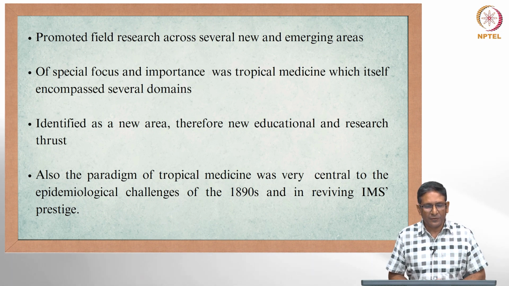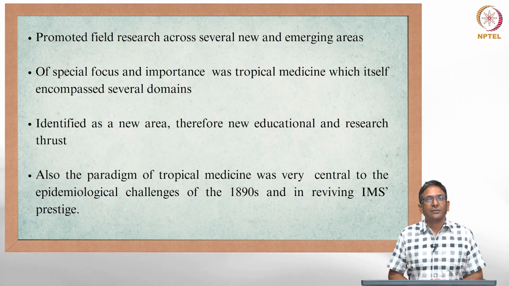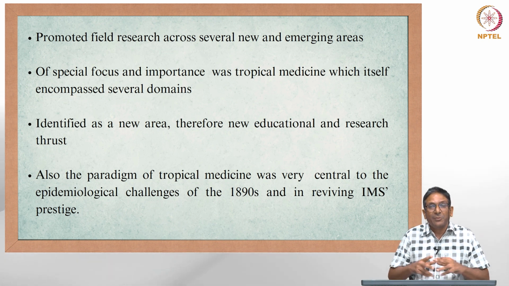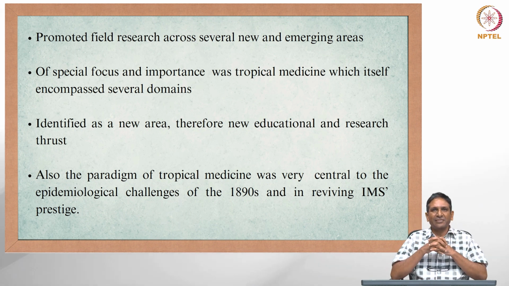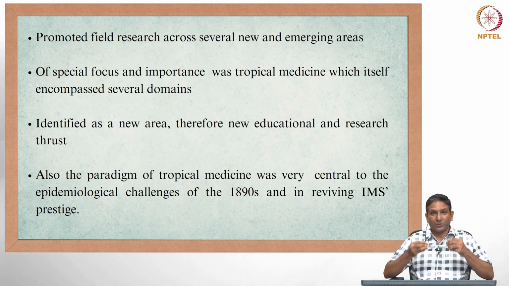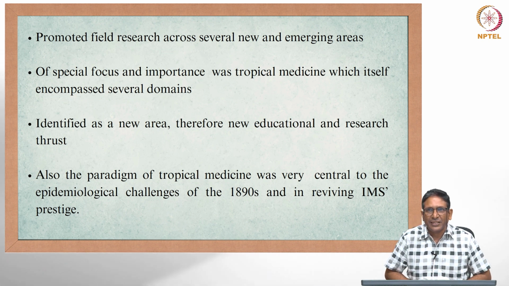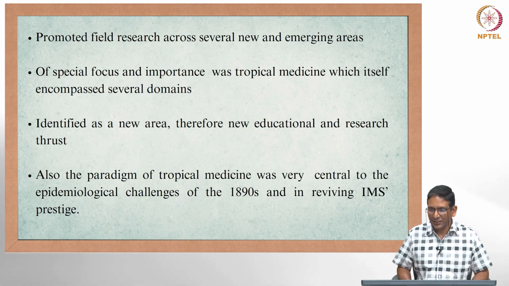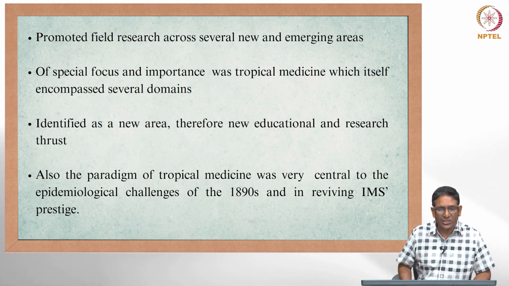So IRFA, as I said, promoted field research across several new and emerging disciplines, and of special focus and importance was tropical medicine, which itself was an emerging domain, as we saw, and which in turn encompassed several domains. Particularly because it was touted as a new area, there was also an insistence on new kinds of institutions, both for training, for education, as well as research. And tropical medicine was acquiring great currency as a central paradigm for the epidemiological challenges of the 1890s, and also in reviving IMS prestige.